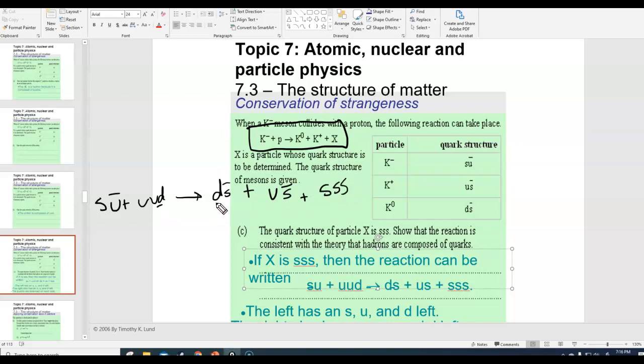Notice that we have one down on each side of the equation. We have on the left 2 ups and 1 anti-up. On the right we only have 1 up. And if you look at the strange particles, we have 1 strange on the left, 2 anti-strange, and 3 strange on the right. So in other words, the types of quarks are basically conserved. This is consistent with the idea that hadrons are composed of these quarks, because when you look at the individual quarks themselves, they don't change type, at least not in this reaction. The way the question is written is kind of confusing, but that's basically what it's getting at.